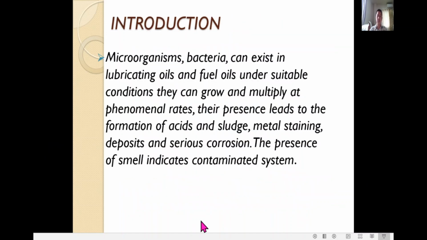So let us proceed. Introduction. Microorganisms, bacteria, can exist in lubricating oils and fuels under suitable conditions. They can grow and multiply at phenomenal rates. Their presence leads to the formation of acids and sludge, metal staining, deposits, and serious corrosion. The presence of smell indicates a contaminated system.